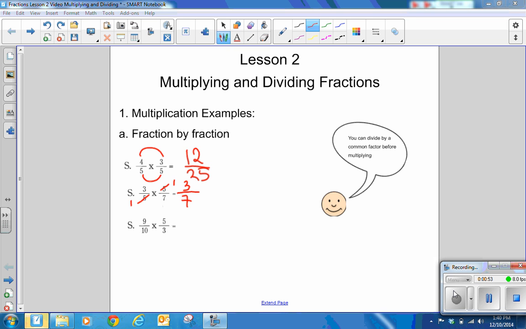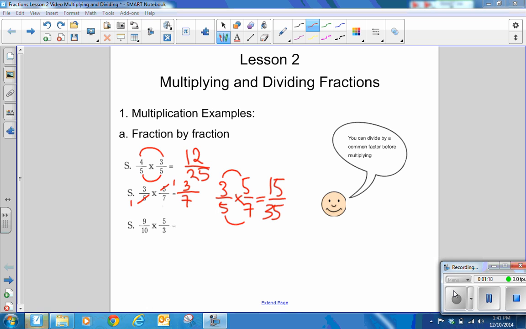Another way to do it is to do what I told you to do in the first example. Let me write it down again: 3/5 times 5/7. It is okay to just multiply the numerators together and the denominators together, and I end up with 15 over 35.